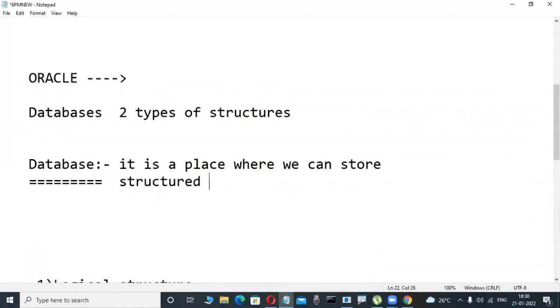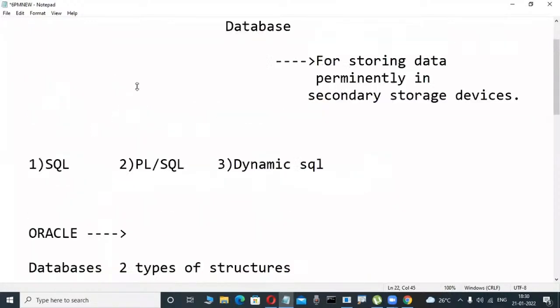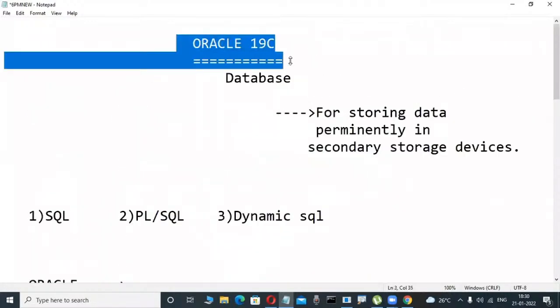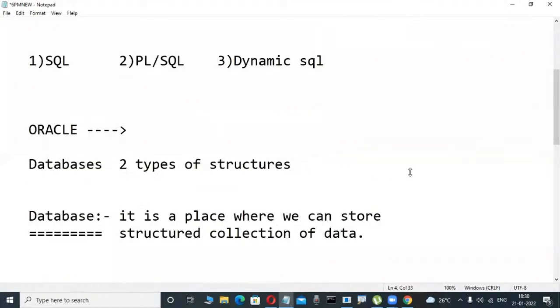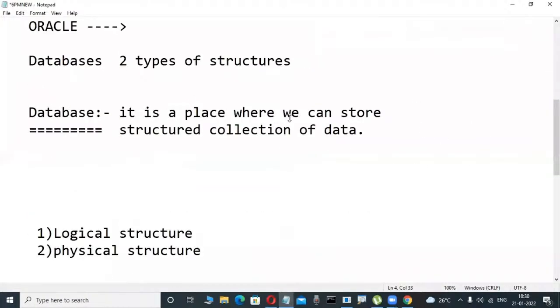Structured collection of data. What is data? What is information? What is DBMS? That is later. Okay, observe here. Whenever we install Oracle or a relational database software, what is a database actually? It is a place. Whenever we install this type of software, automatically some place is reserved on the hard disk. In that place only we can store a structured collection of data.